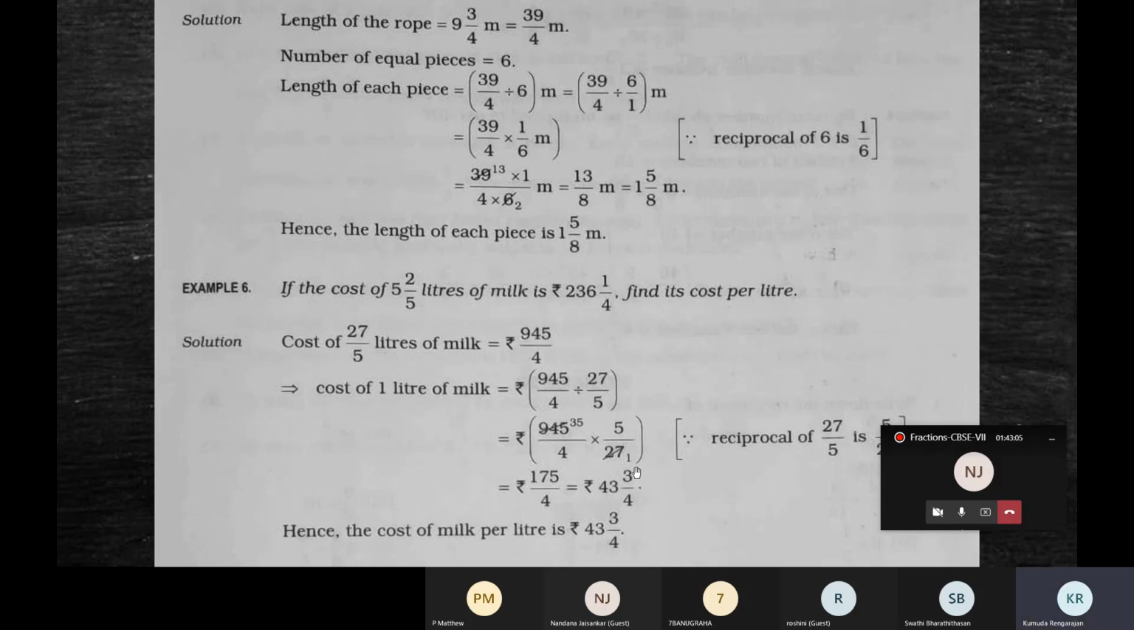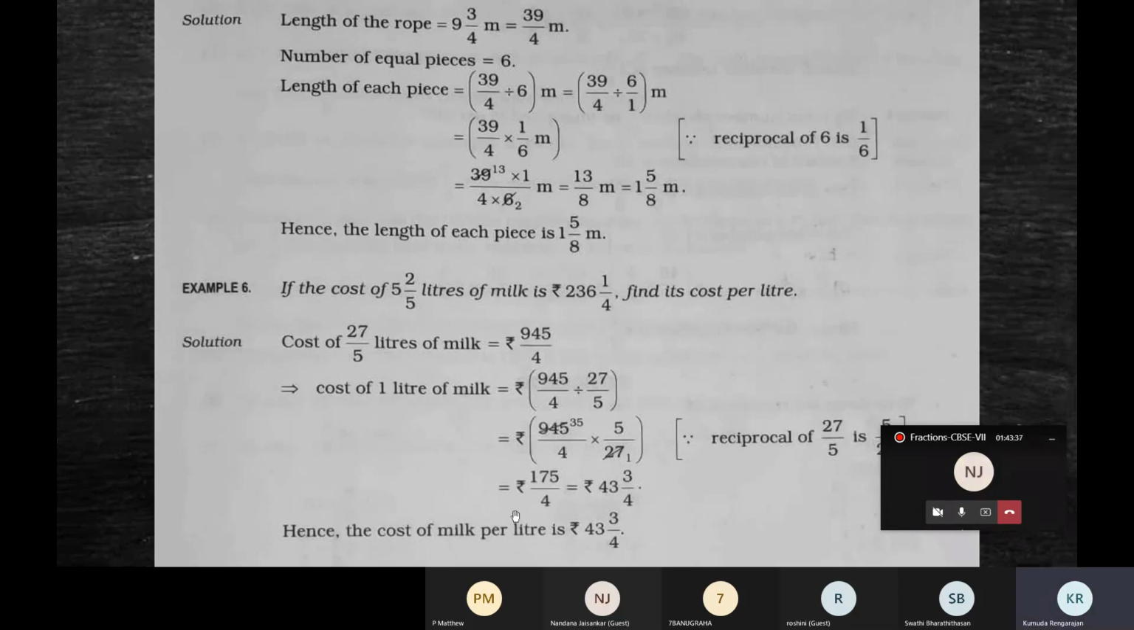So 9 divided by 3 is 3. 315 divided by 3, you will get 105. Now again we have 105 in the numerator and 3 in the denominator. Again cancel. 3 1s are 3, 35 times. So like that you will get 35 here. Now multiply 35 into 5. 35 into 5 is 175. 4 into 1 is 4.